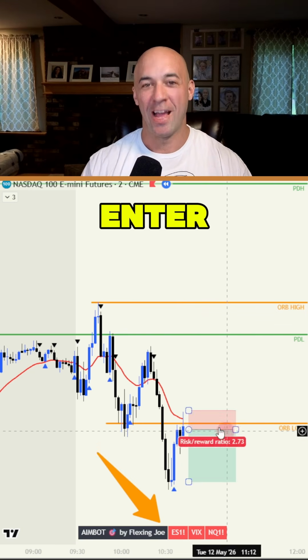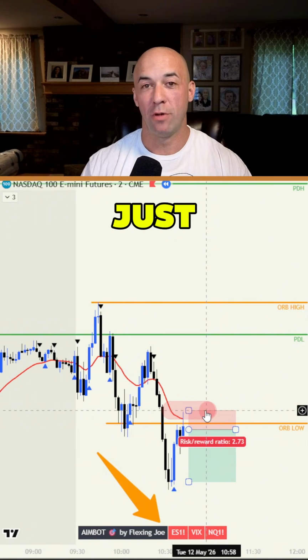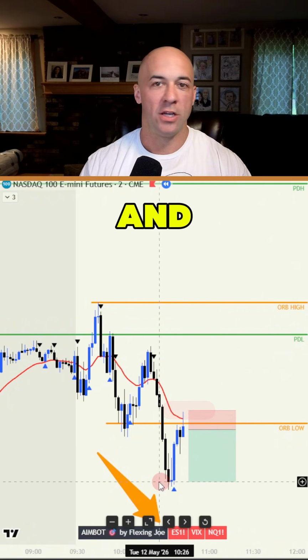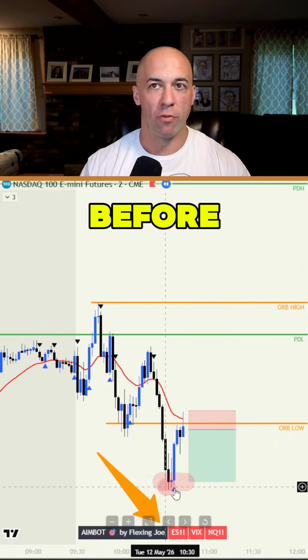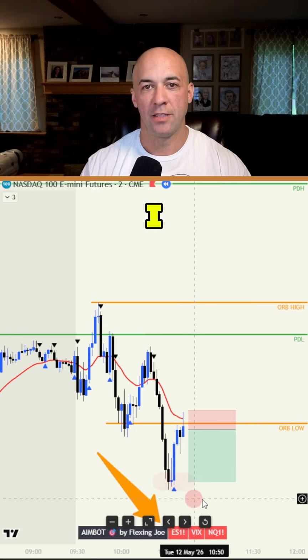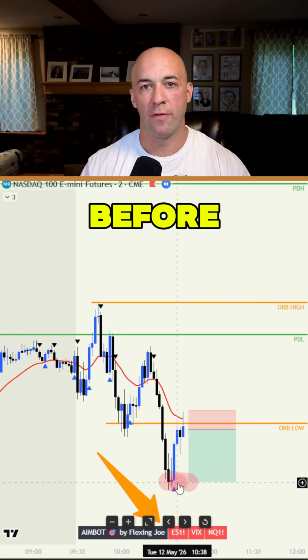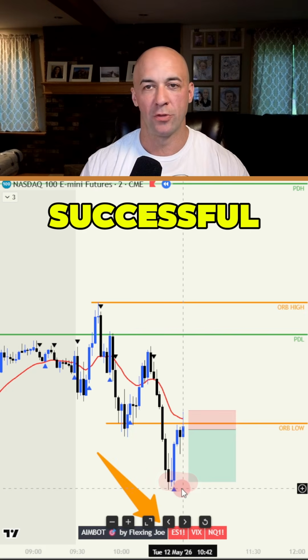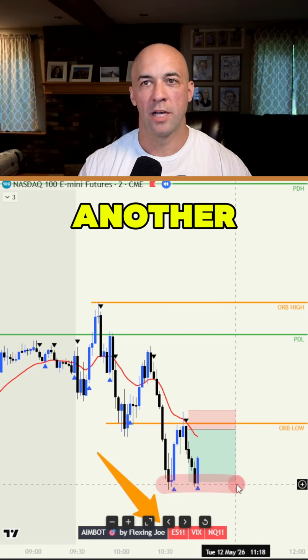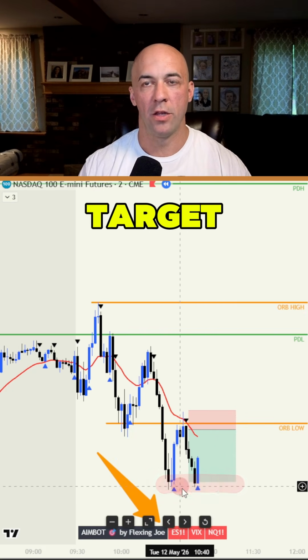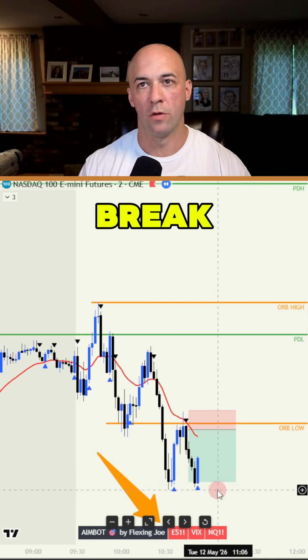We can enter on the next candle with the stop just above this candle's high and our target just before we break the pivot at low of day. I like to set my target just before the pivot break to ensure a successful trade. And there we have it. Another successful trade with the full target hit just before we would break low of day.